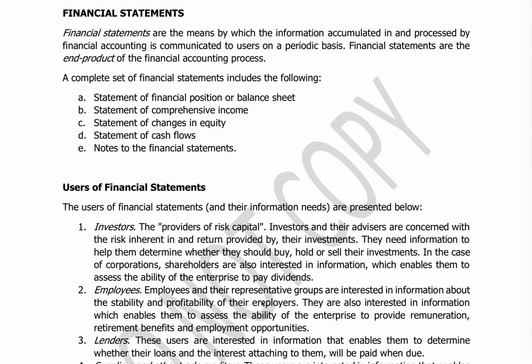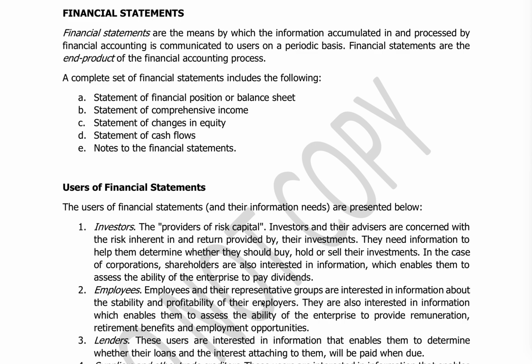Yan yung end product. Diba, nagsimula ka sa identifying transactions. Next, you record the transactions. After recording the transactions, you classify them into different accounts. And then, you summarize them. Pag sinamarize mo na, edi gagawa ka ng financial statements. Ulit, identify. Bumili ka ng computer equipment. Bumili ka. You identify the transaction as financial in nature. Correct. Now you have to record. And upon recording, you have to determine what is the classification of that.